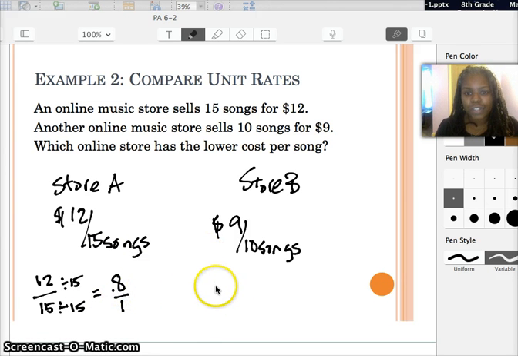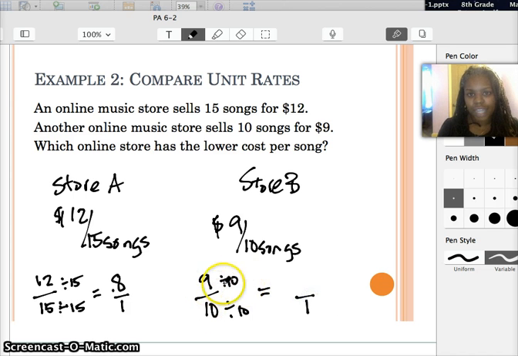All right, and then over here we're going to do the same thing. I'm going to take my ratio and divide top and bottom by 10. The denominator is 1, and the numerator, well, 9 divided by 10 is 0.9, so it's going to cost me 90 cents per song in this situation.